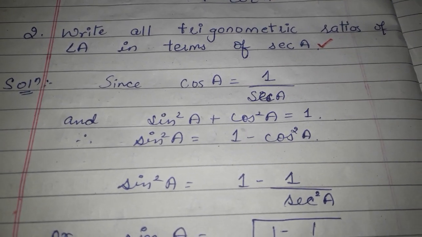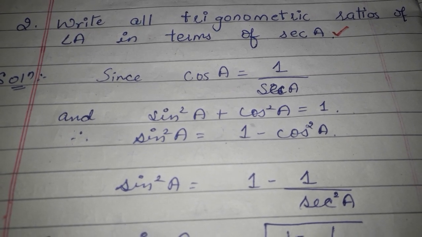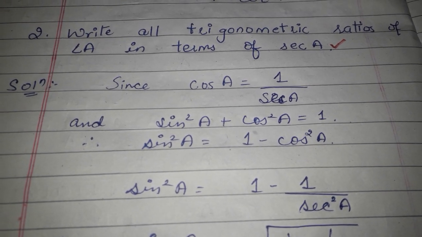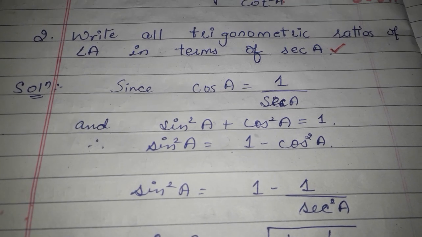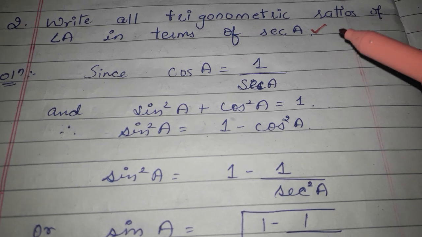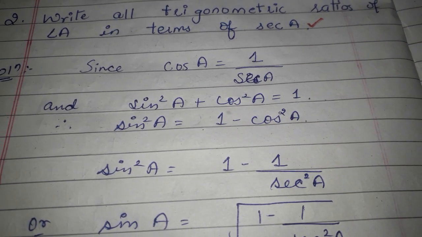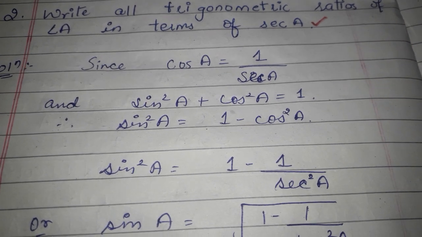We have to write all other trigonometric ratios like sin A, cos A, tan A, cosecant A, and cot A in terms of secant A. All should be in secant A. Since we know that cos A is equal to 1 by secant A, cos A can simply be represented as 1 by secant A.